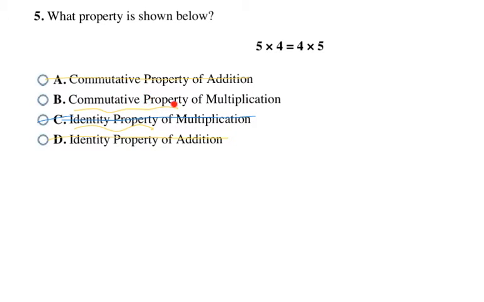The commutative property means that I can just switch the order. So here I have 5 times 4, and then I have 4 times 5. So the order is just switched. So that's definitely the commutative property. So my answer is going to be B.